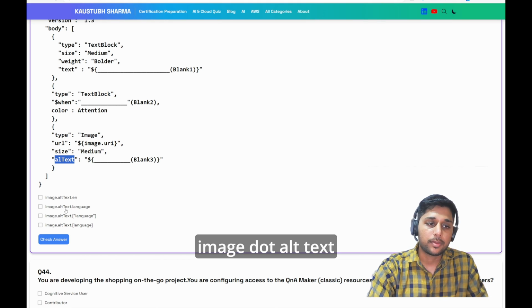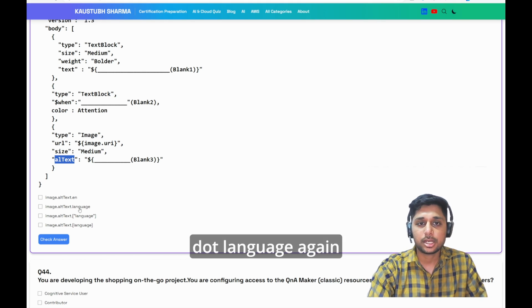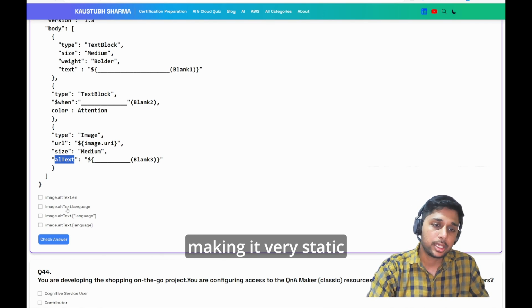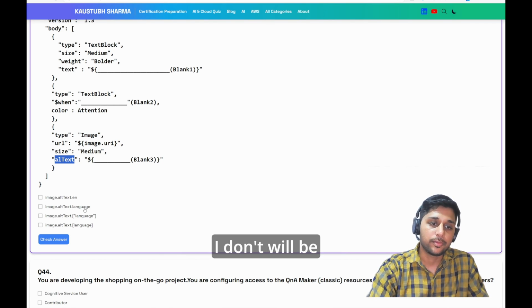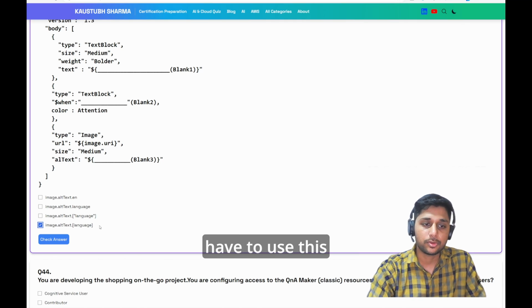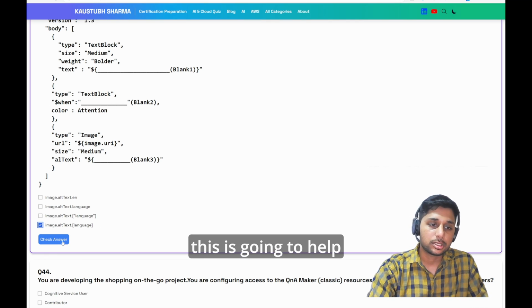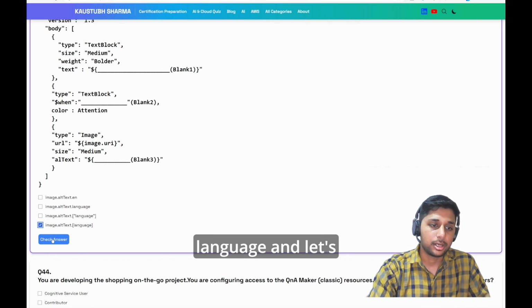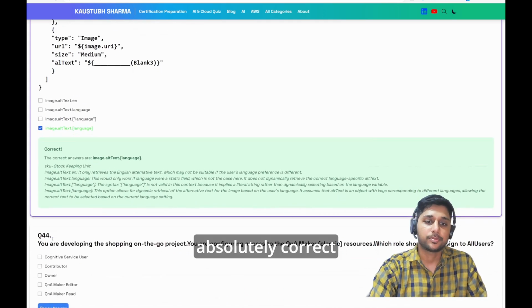And this is image.alttext.language. Again, it is hard coding, basically making it very static. I won't be able to change it dynamically. So as we have seen in the previous option as well, to use it dynamically, we have to use these square brackets. So this is going to help me with the dynamic retrieval of the language. Let's check it. So this is absolutely correct.